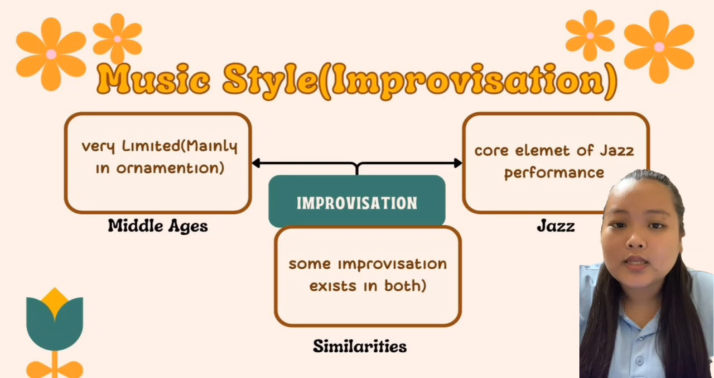So the difference is improvisation was rare and subtle in the Middle Ages, but it is a core characteristic of jazz. So the similarity is both styles allow some level of creative expression within the limits of their time.